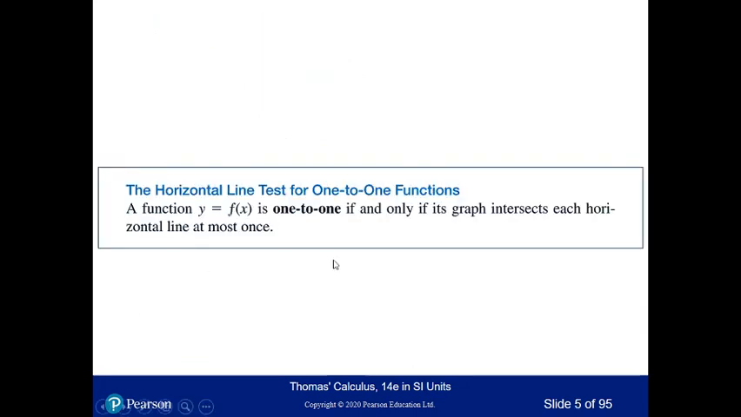I just showed you the horizontal line test. Let's give a definition of it. A function f of x is one-to-one if and only if its graph intersects each horizontal line at most once. That's what it means. If you remember, we have the vertical line test for functions, and this is a horizontal line test for one-to-one functions.